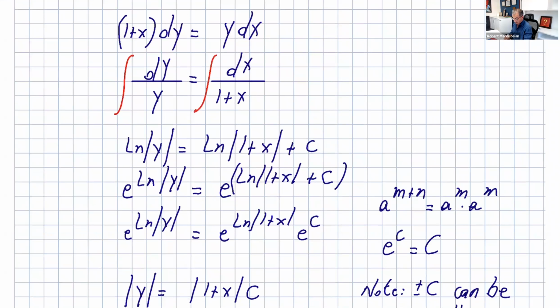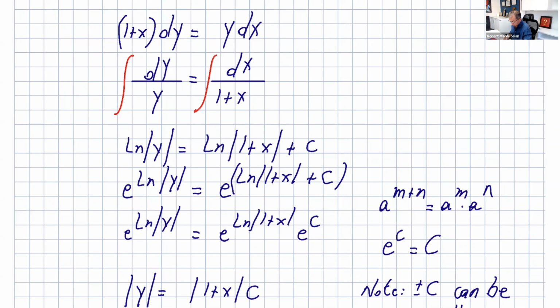And if you change it to exponential, take the base e, so you know e to the ln absolute value of y, then here you get e to the ln absolute value of 1 plus x plus c. However, please remember this all the time because you're going to see this a lot. What we use is a to the power of m plus n is a to the power of m times a to the power of n, and that's how you can write it.